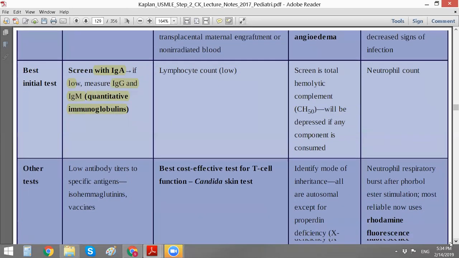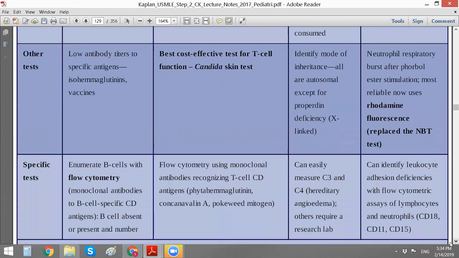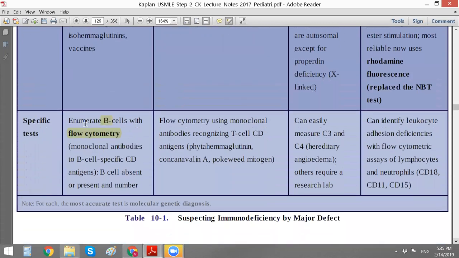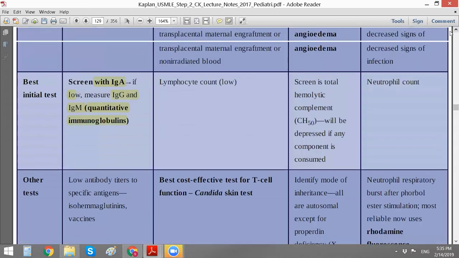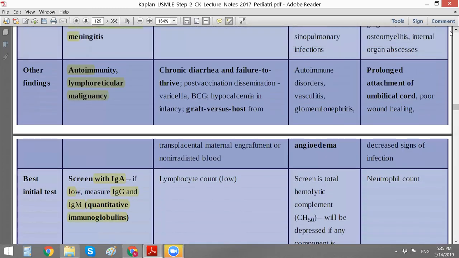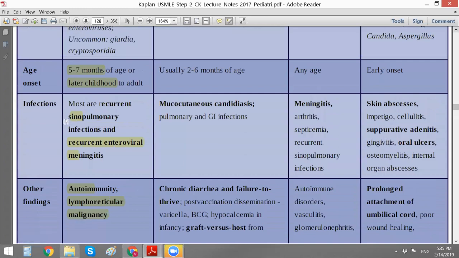Then low antibody titers to specific antigens, isohemagglutinins, and vaccines. Then specific tests: enumerate the B cells with flow cytometry, using monoclonal antibodies to B cell specific CD antigens. We find whether B cells are absent or present, and their number. So this was B cell: autoimmunity and lymphoreticular malignancy, sinopulmonary infections, enteroviral meningitis.